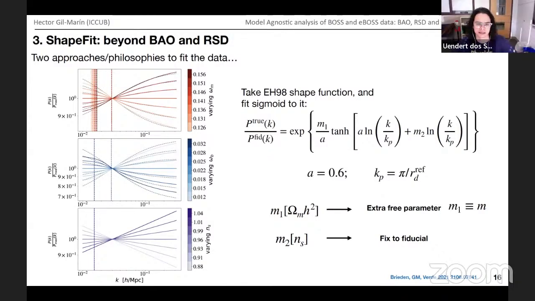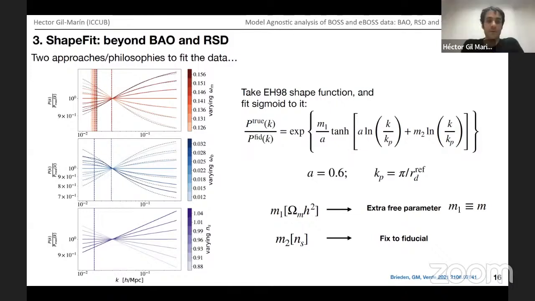So maybe there is another shape function that might be more sensitive. How the shape that you choose here would impact your result, whether they can add extra constraining, or that's not possible. I'm not sure, I'm just thinking.